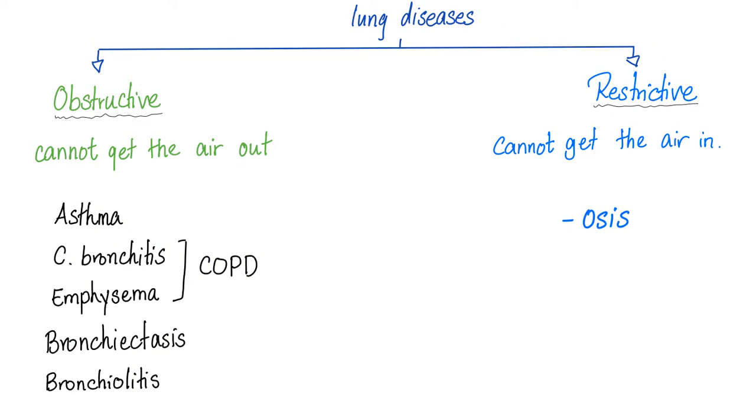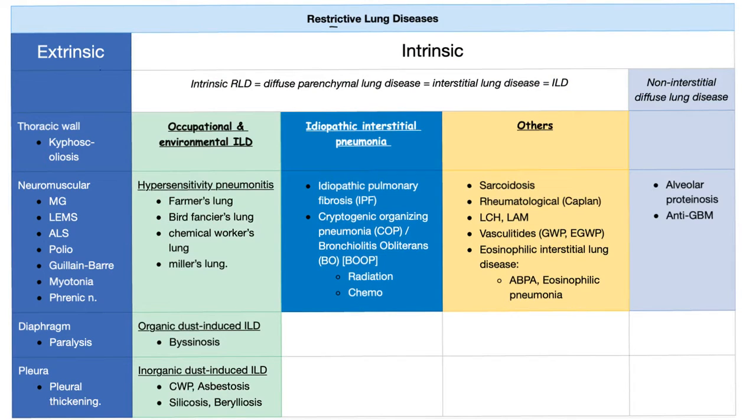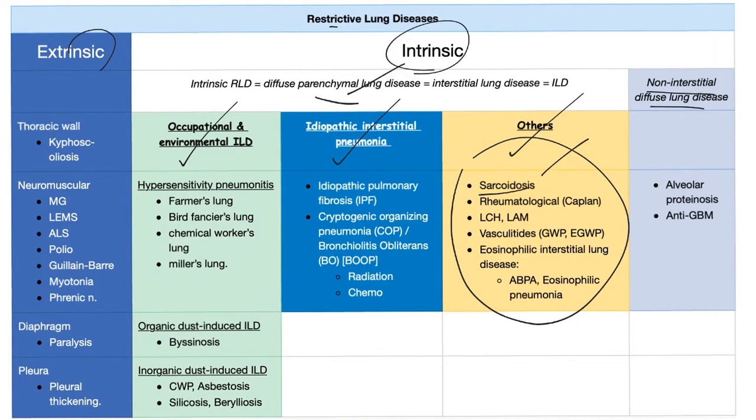Lung diseases are divided into obstructive and restrictive. We are here. Restrictive is divided into extrinsic and intrinsic. Intrinsic is divided into parenchymal and non-parenchymal. Parenchymal is divided into occupational, idiopathic, and others. Today we'll talk about those others. Sarcoidosis has been discussed in the previous video. Today we'll talk about rheumatological, Langerhans cell histiocytosis, lymphangioleiomyomatosis, vasculitides, and even the eosinophilic interstitial lung diseases, such as eosinophilic pneumonia, which has acute and chronic subtypes.